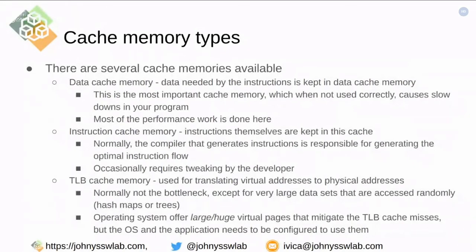Each memory page on Linux is typically 4 kilobytes in size, but Linux offers large or huge virtual pages that are 2 megabytes in size and help you mitigate TLB cache misses. This can be done, for example, with MySQL, the database: you can turn on huge virtual pages in order to speed it up. But you need to configure your application and your operating system in order to use them. I'll show an example, but we won't talk about it.